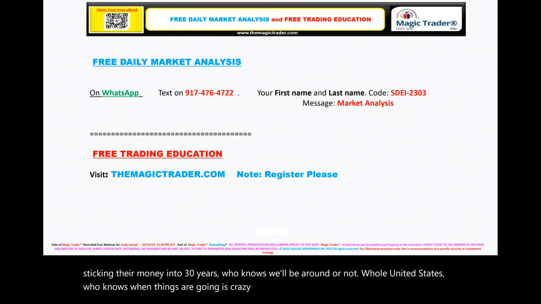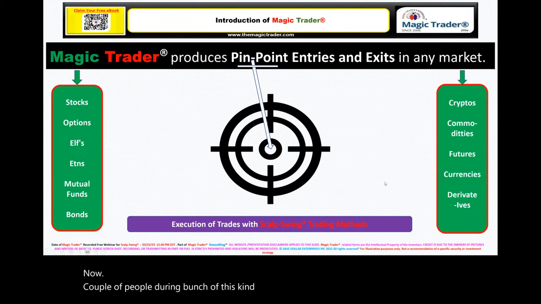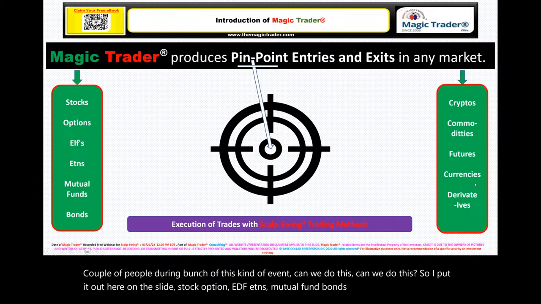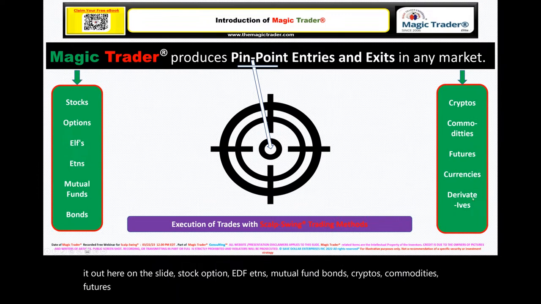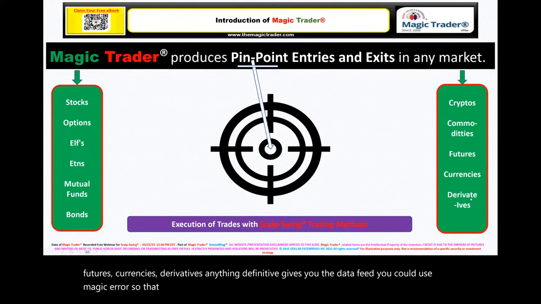Now, a couple of people, during a bunch of this kind of event, asked, oh, can we do this? Can we do this? So I put it out here in a slide: stocks, options, ETFs, ETNs, mutual funds, bonds, cryptos, commodities, futures, currencies, derivatives. Anything Refinitiv gives you the data feed for, you could use Magic Trader. So that answers everybody's question, right?